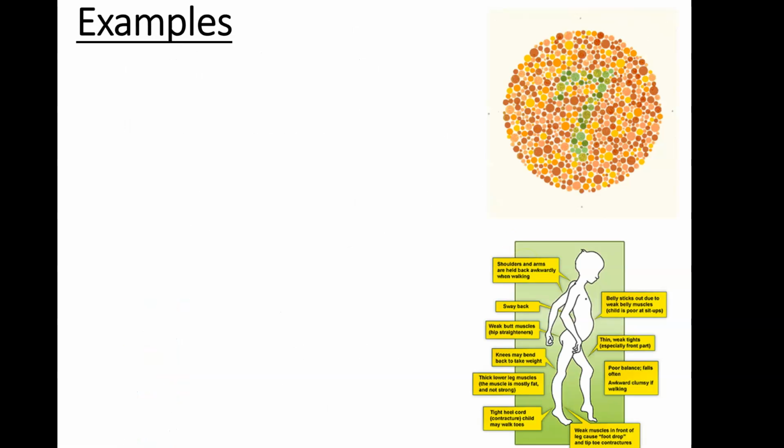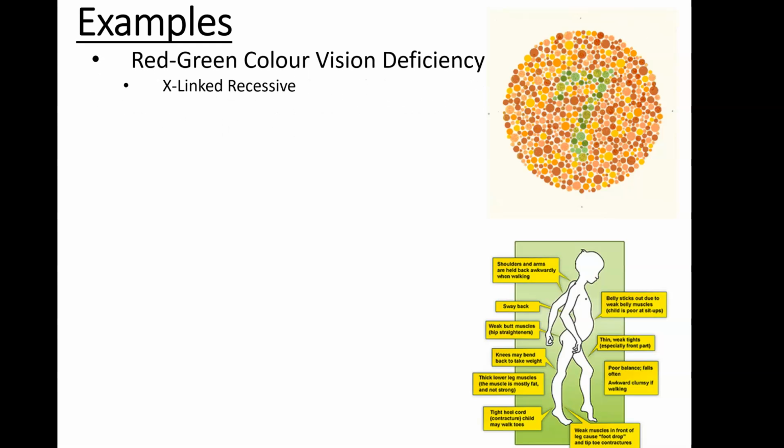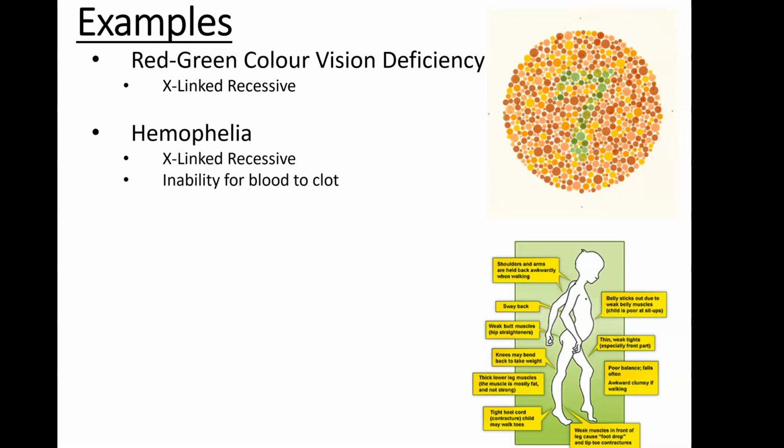So there's a number of different examples of sex-linked inheritance, and one such example is called red-green color vision deficiency. This particular deficiency can affect about 8 to 10% of males, and only about 0.5% of women are affected by this form of color vision deficiency.